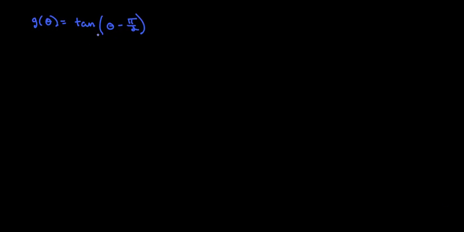For g of theta, we've got this tangent function, and then we've got over here this inside piece. This is what we're looking for, the phase shift. So phase shift, remember, is our movement left or right, and it's the movement left or right of the y-intercept. The reason that we figure out how far the y-intercept moves is it helps us determine roughly what the graph is going to look like.